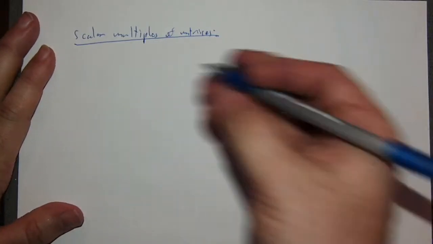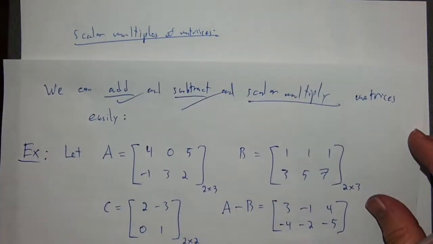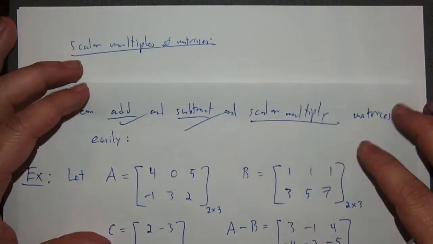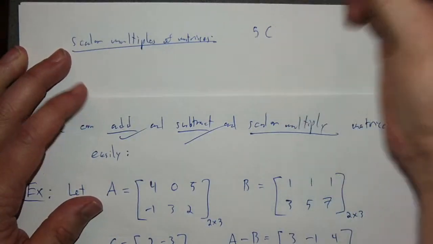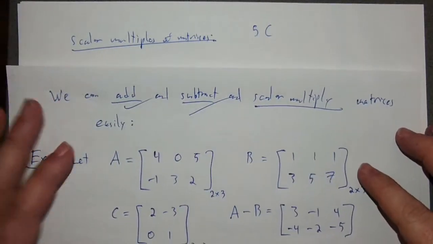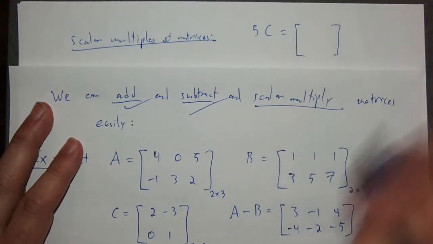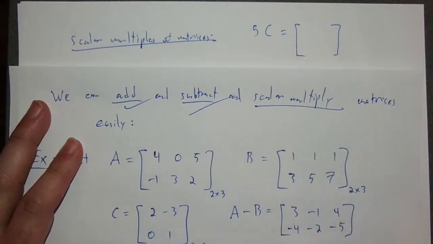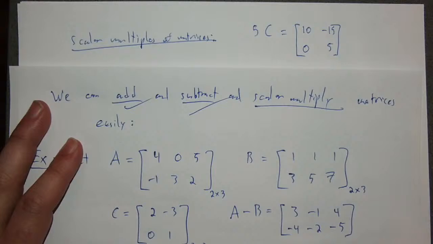So what is this? I had a matrix here. Let me bring it back so I don't have to write another one. There's my C: 2, minus 3, 0, 1. So let's look at, say, 5 times C. What is 5 times C? 5 times C is the 2 by 2 matrix where I have scaled every entry of C by 5. So 10, minus 15, 0, 5.